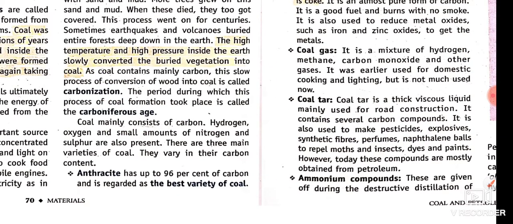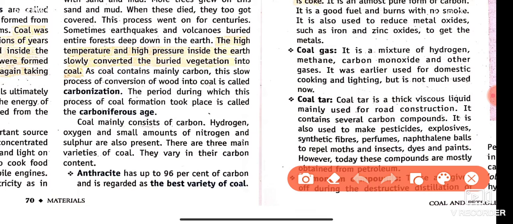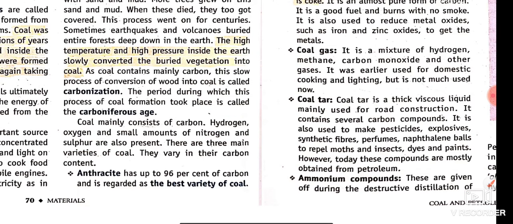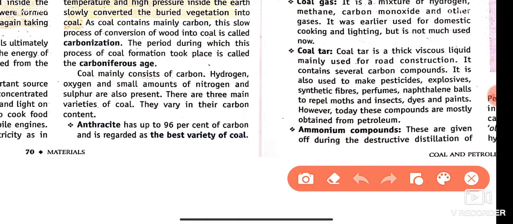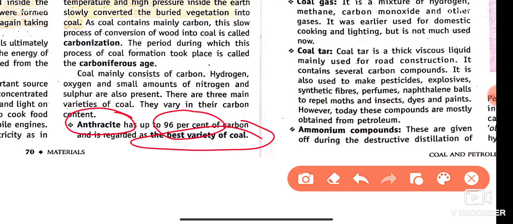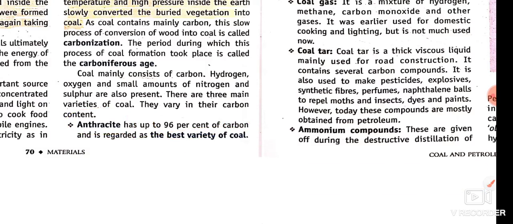Now let us discuss the content of coal. Coal mainly consists of carbon and hydrogen, and other components like nitrogen, sulfur and oxygen are also present in it. There are three main types of coal. First is anthracite. This is considered the best variety of coal because it contains 96% carbon.